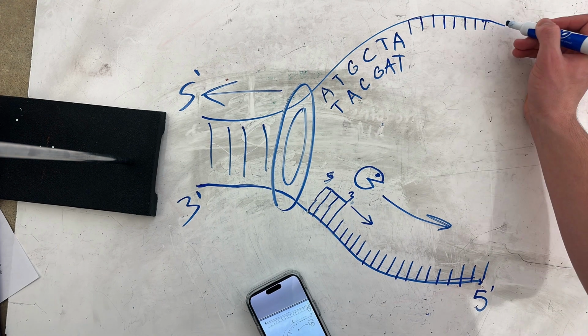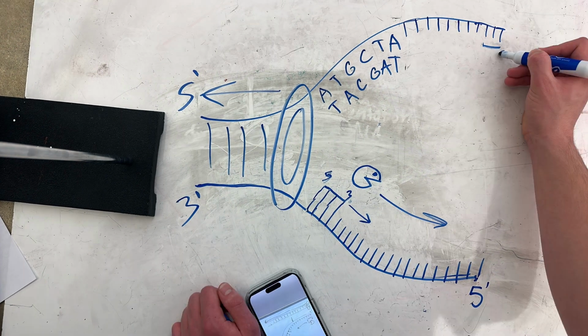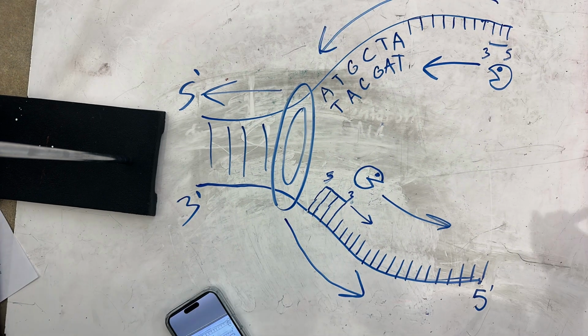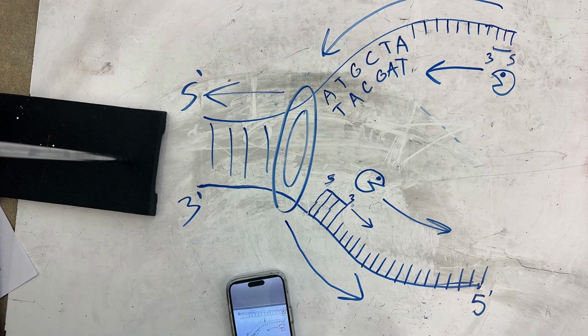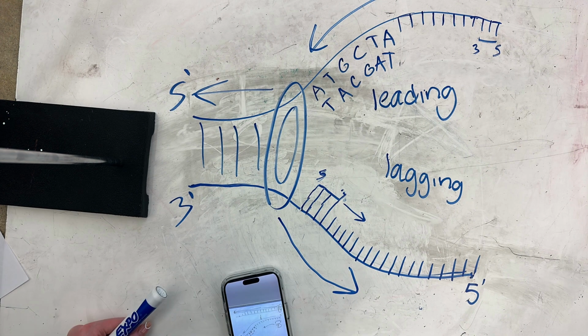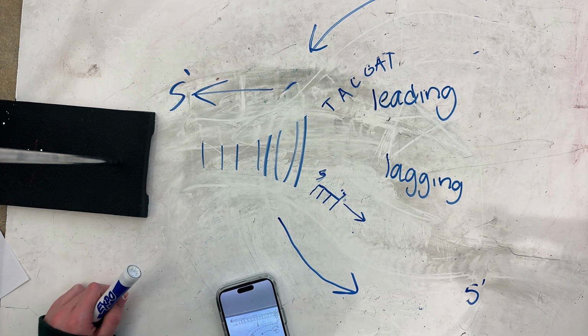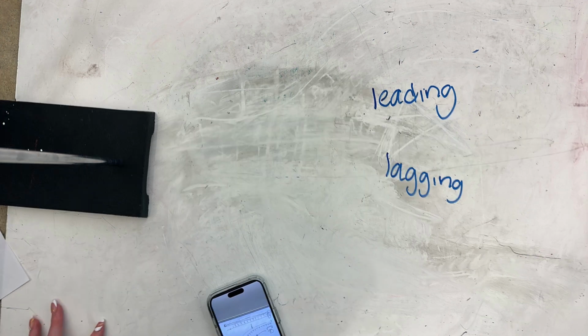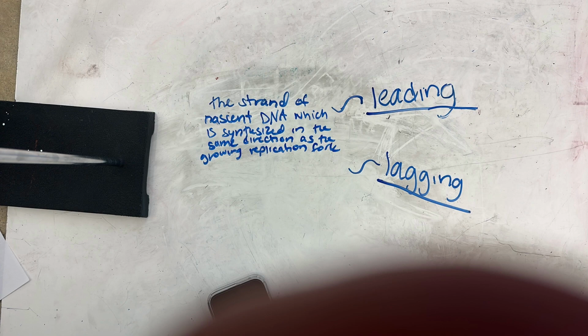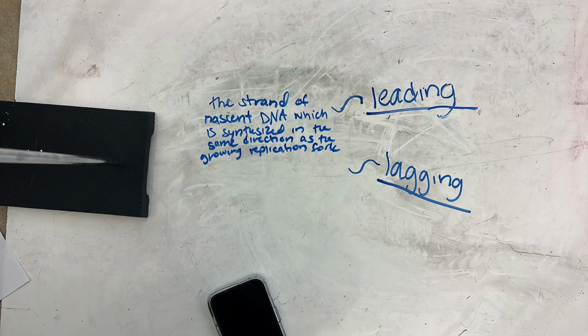Here's the full drawing of the replication process. On the top is the leading strand, on the bottom is the lagging strand, which we're about to put some definitions for. The leading strand is the strand of DNA which is synthesized in the same direction as the growing replication fork, and then the lagging strand is the strand of DNA that is synthesized discontinuously in the DNA replication process.